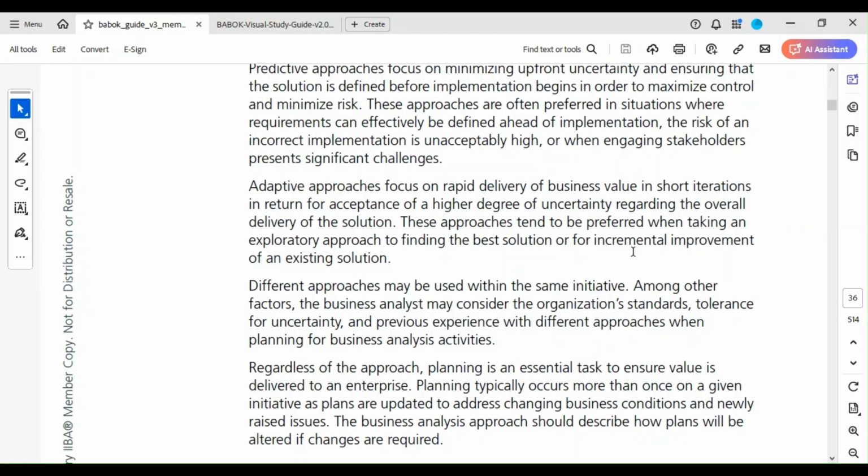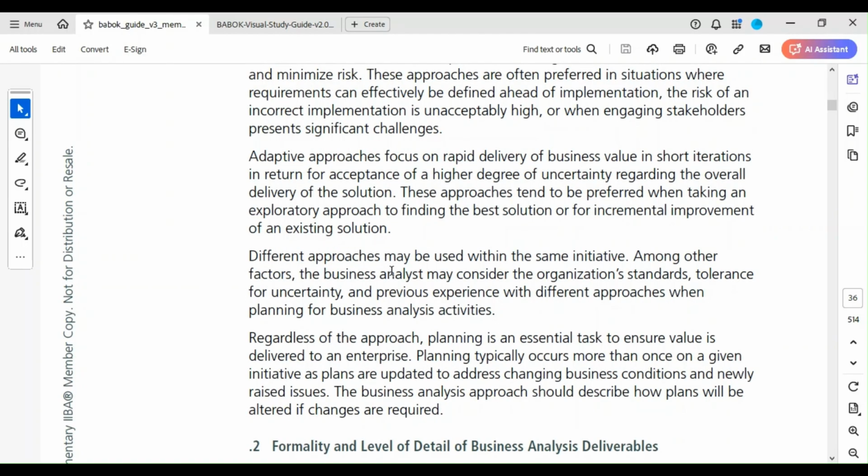These approaches tend to be preferred when taking an exploratory approach to finding the best solution or for incremental improvement of an existing solution. Okay, so whenever you see iterations, whenever you see adaptive, just know that it is agile. Whenever you see predictive, just know that it is waterfall. So the predictive is low risk. They want to do stuff upfront, while the adaptive is they want it rapid. Okay, and it has to do with short iterations. That is a minimum of 2 weeks.